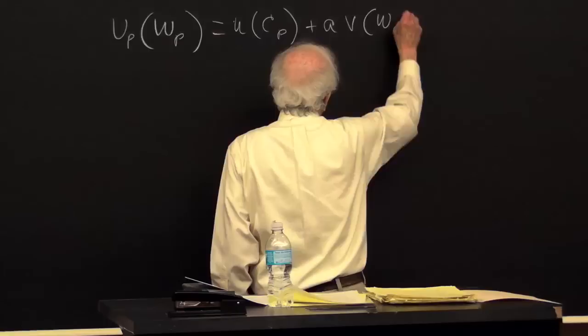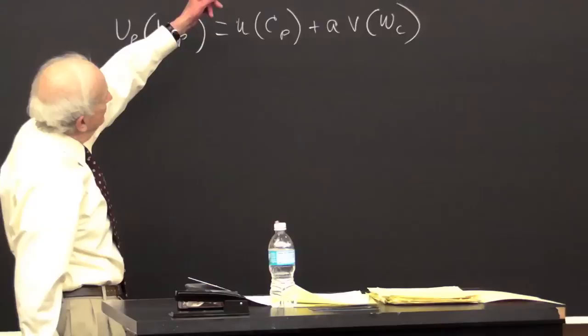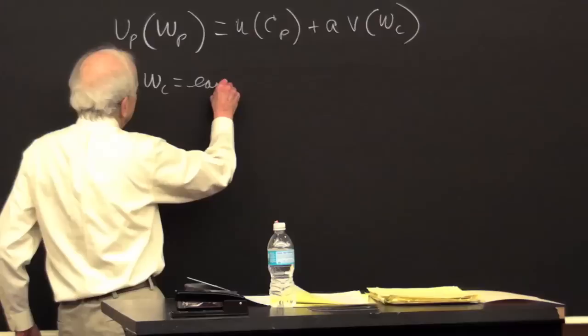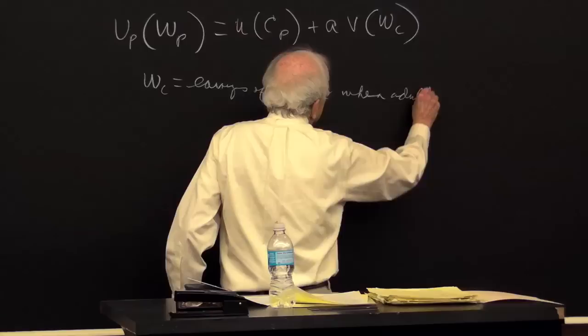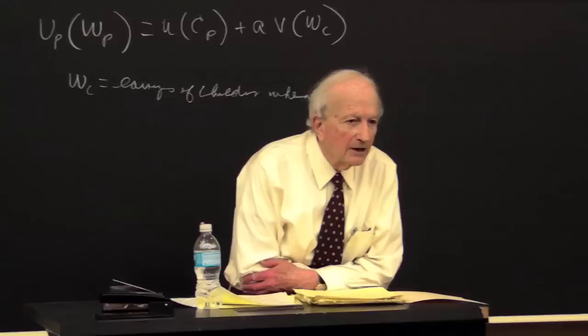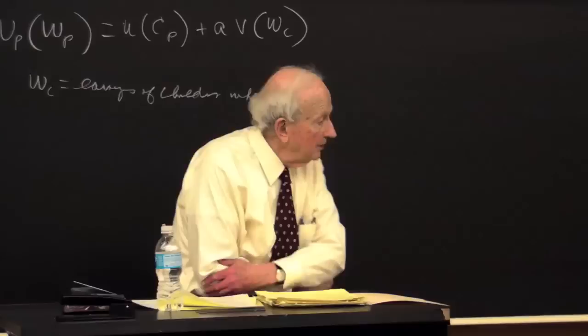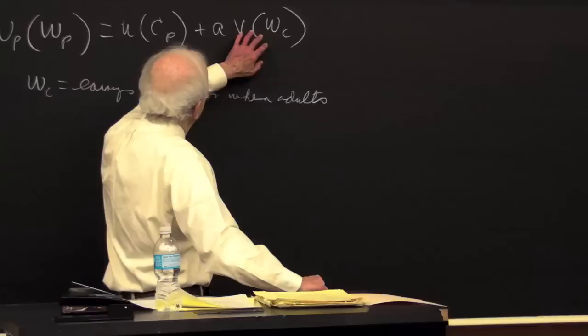What does this equation say? Well, C of P we already introduced as parental consumption. WC equals earnings of children when adults, not child earnings. We're not really going to have any child earnings, or it's going to be netted out of everything, so we're not going to worry about it. But it's what they would earn when they become adults. So what we're assuming here is that parents' utility depends on the earnings of their children when they're adults, and parents get some utility from that.